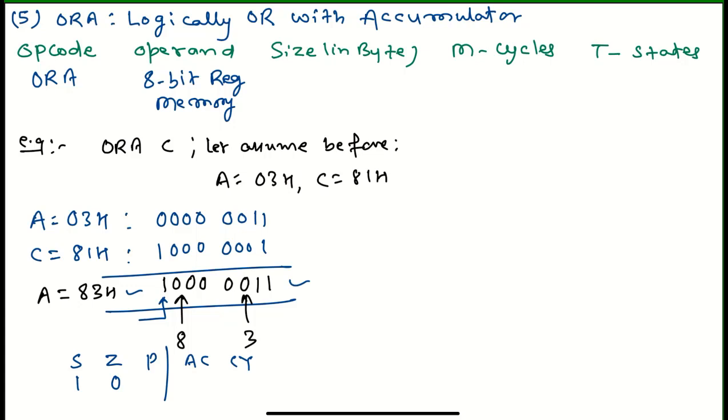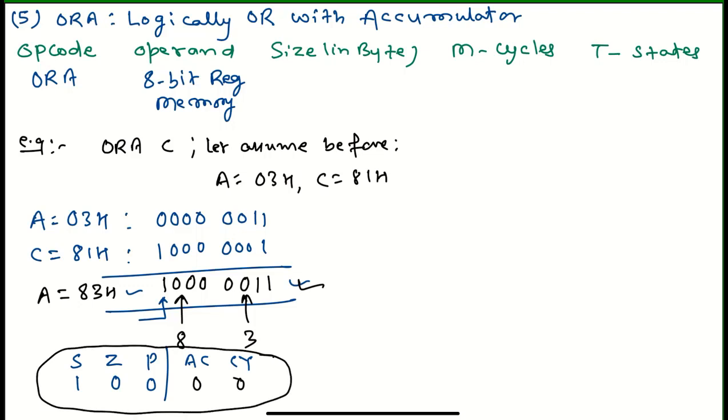So that is the reason the zero flag will be 0 here. And if you count the number of ones in this result, it is 3. So 3 ones is called an odd number, so that is the reason the parity flag will be showing 0 here. Irrespective of the result obtained, the auxiliary carry and carry will be 0 and 0 only. So this is the impact of this result over the flags.